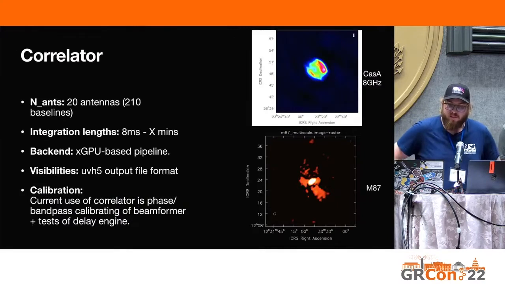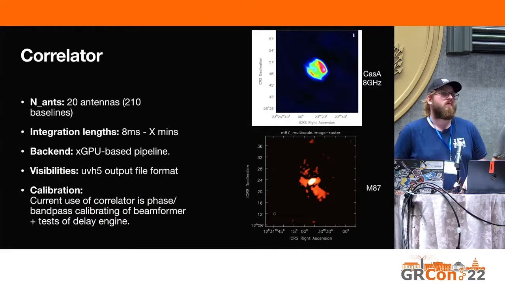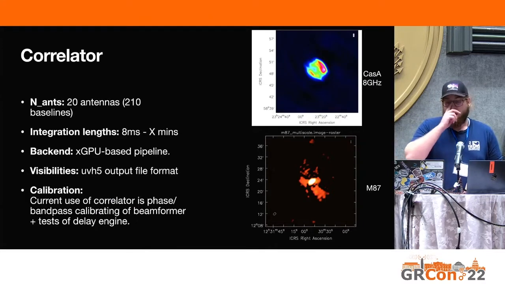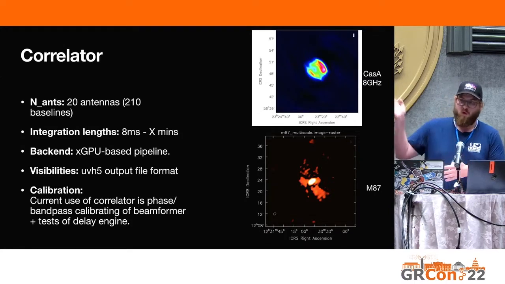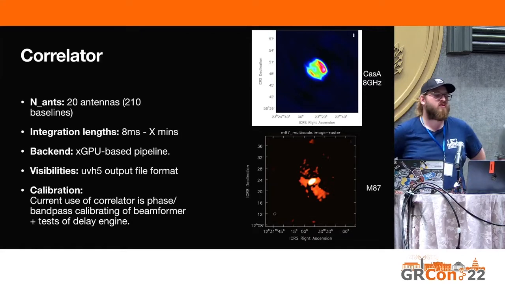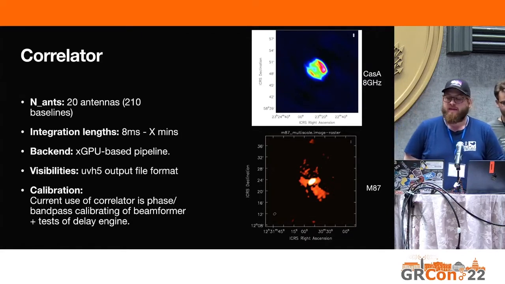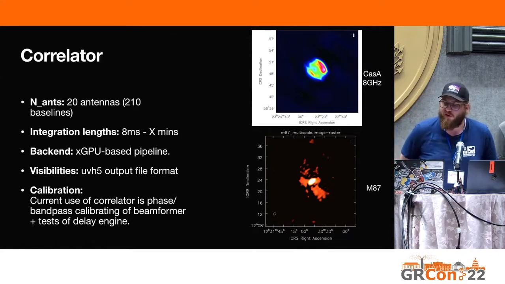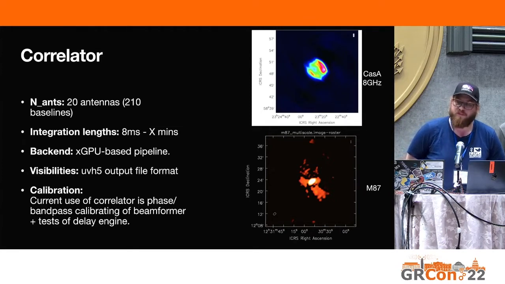Yeah, let me begin by talking about the correlator. We have 20 antennas connected to this backend, which means we have 210 baselines, which we can cross-correlate, and this forms an image of the sky. Integration lengths of 8 milliseconds to open end are supported. The backend is XGPU-based, and yeah, we can see a picture of our correlator in action on the right-hand side.